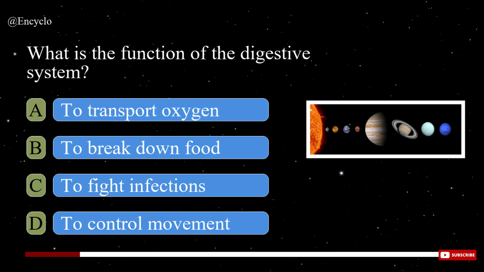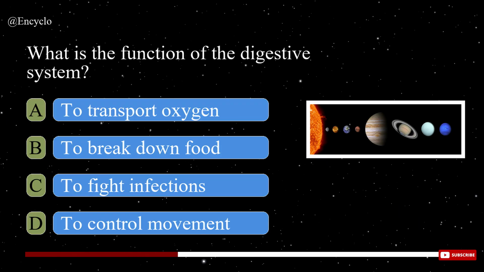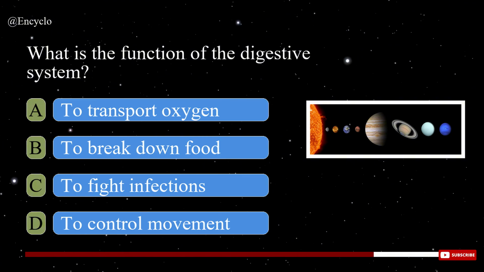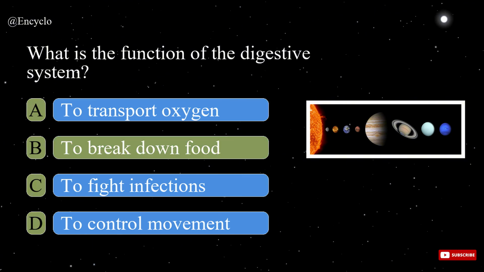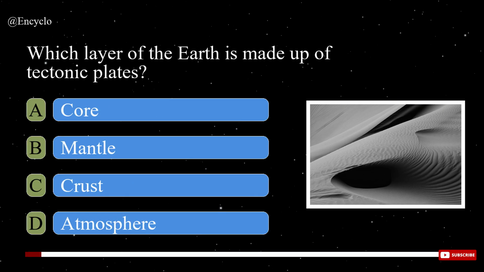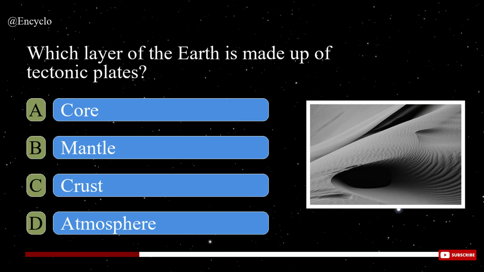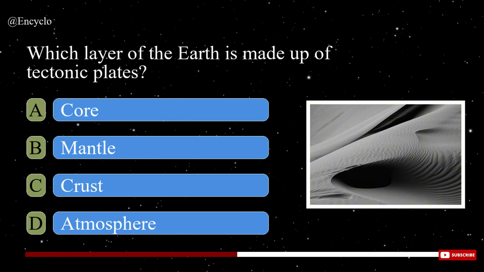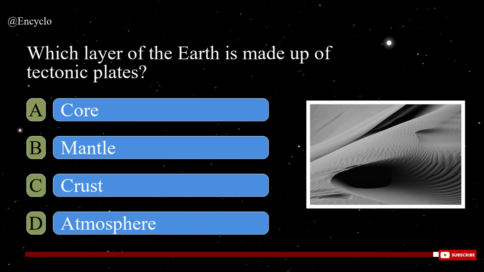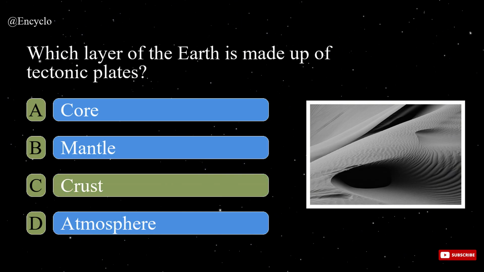What is the function of the digestive system? The answer is to break down food. Which layer of the Earth is made up of tectonic plates? The answer is crust.